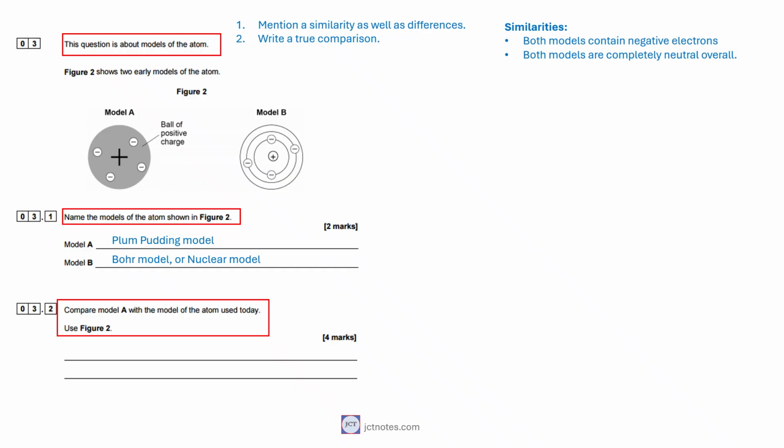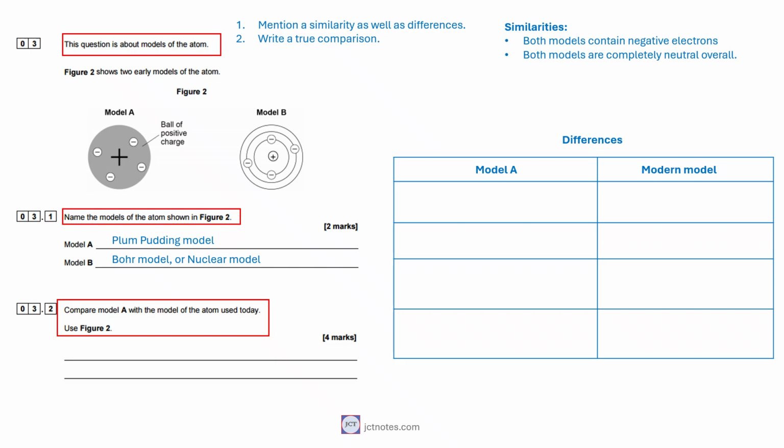A common mistake is thinking the plum pudding model has a positive charge. It doesn't. The positive ball is balanced by the negative electrons. Now for the differences. First, Model A is a solid ball of positive charge with no empty space. The modern model is mostly empty space.